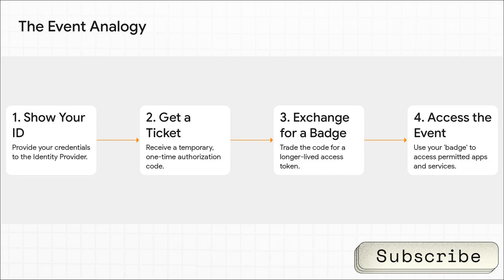Okay, so to really get how this works, let's use a quick analogy. Imagine you're at a huge conference. First, you go to the main registration desk and you show your ID. In return, they don't give you your final badge. They give you a temporary ticket. Then you take that little ticket over to a second counter where you exchange it for your official event badge. That badge is your access token. That's what lets you into all the different talks and sessions. And if it expires, there's something called a refresh token, which is kind of like a shortcut to get a new badge without having to go all the way back to the beginning. That whole secure multi-step dance, that's modern authentication.